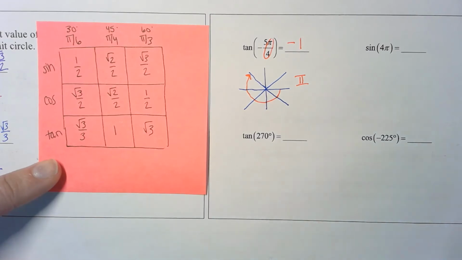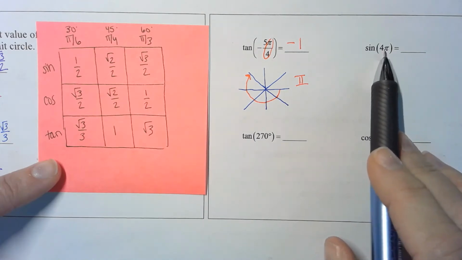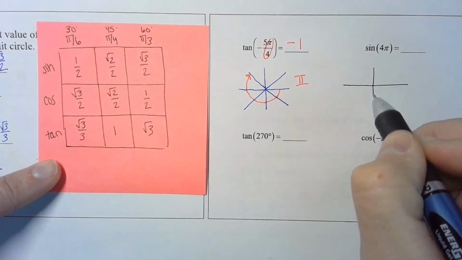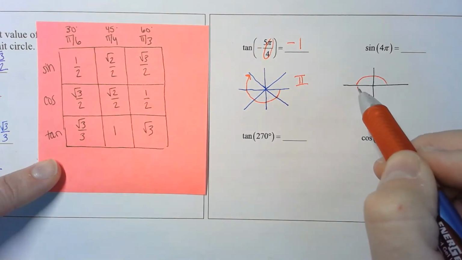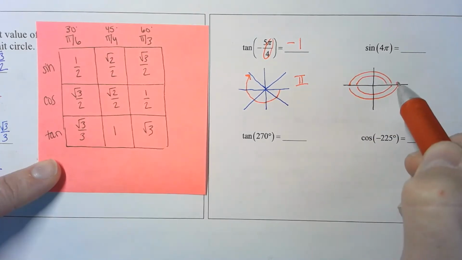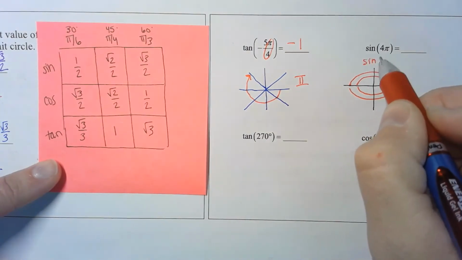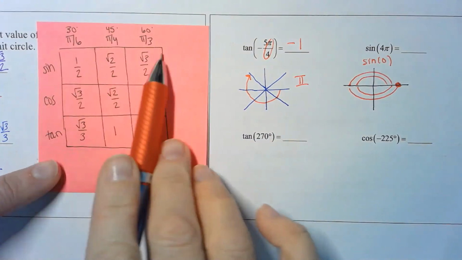Okay. Let's look at the sine of 4 pi. Pi is half the circle, right? So if this is my y-axis, there's 1 pi, 2 pi, 3 pi, 4 pi. 4 pi is really the same as 0. It's really saying, what's the sine of 0? Well, 0's not in here, is it? I'm going to flip back over.